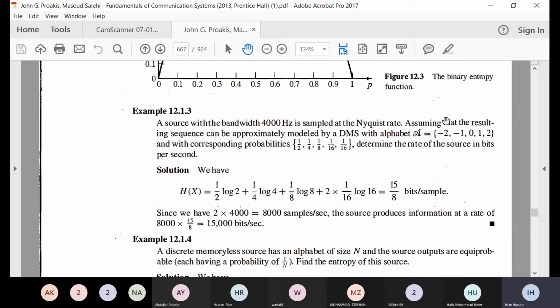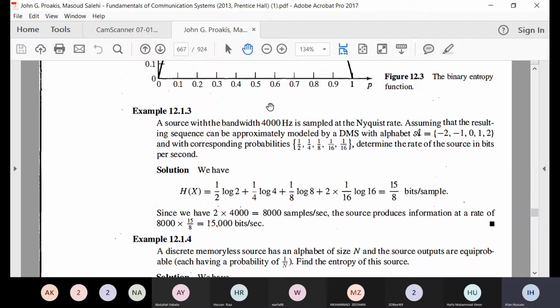So you can see in this example, these were the sources and these were the probabilities. We just took their probabilities and took their log, but this is minus log. So 1 over 2 will become 2, and you just calculate them. This will actually become 15 over 8 bits per sample. So one sample entropy gives us the amount of bits that are required to represent one sample.